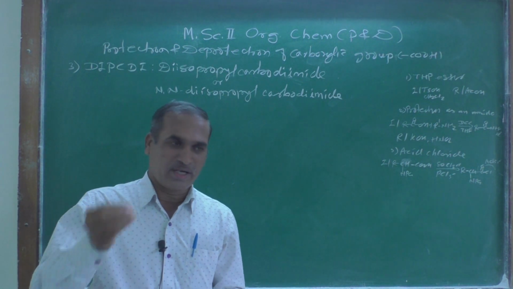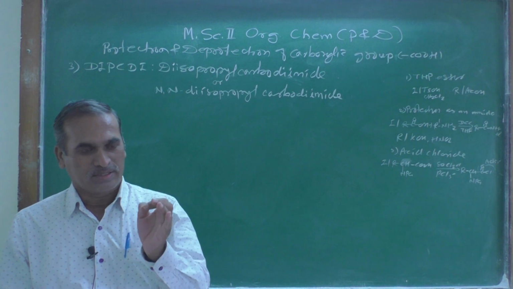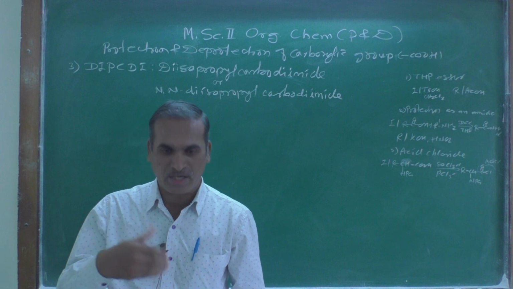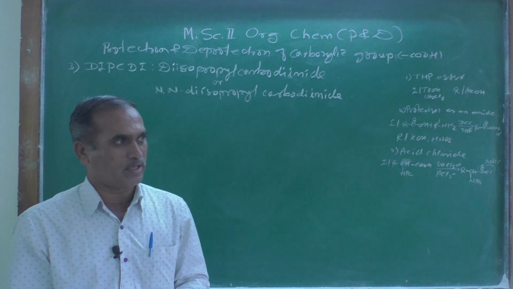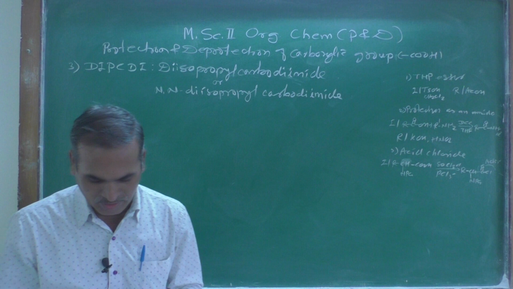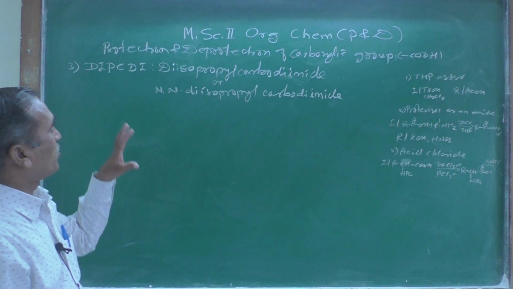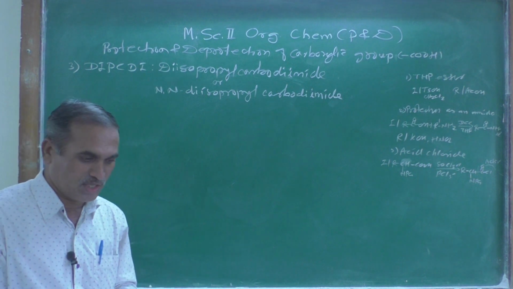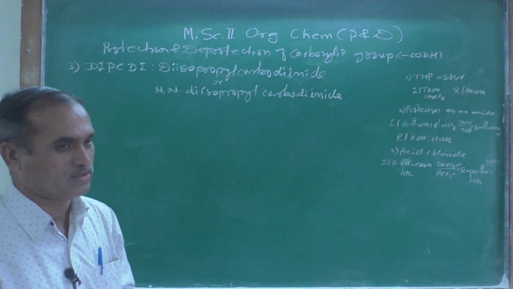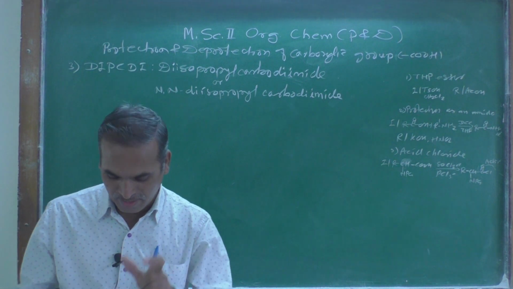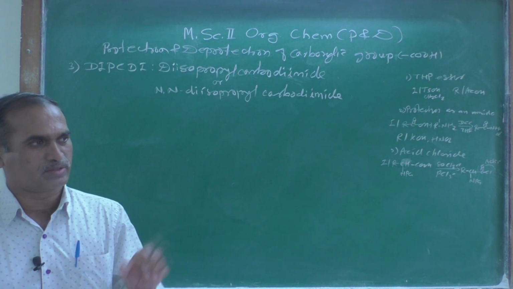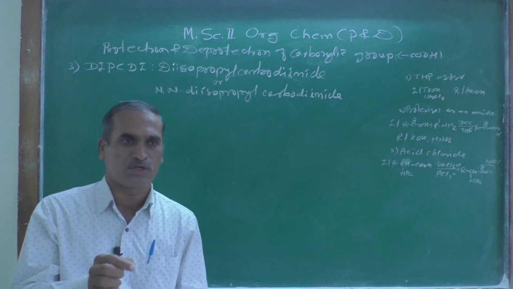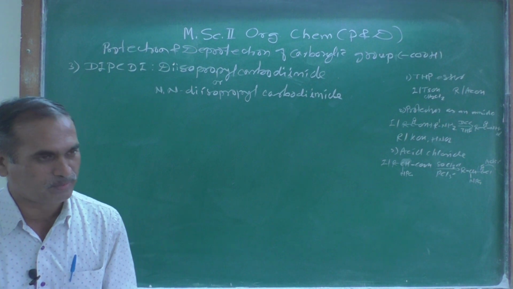So, what did we discuss yesterday? Yesterday we discussed the protection of the carboxylic group. We are talking about the protection and deprotection of the carboxylic group, and as we know, the carboxylic group is COOH. So far we have learned about two protecting groups which are used to protect the carboxylic group.